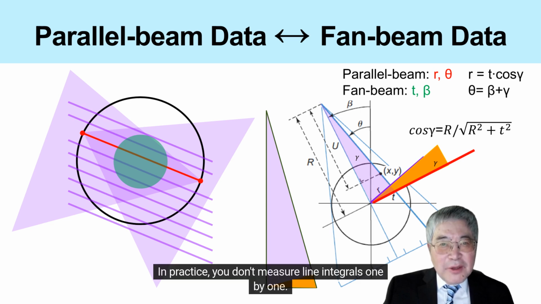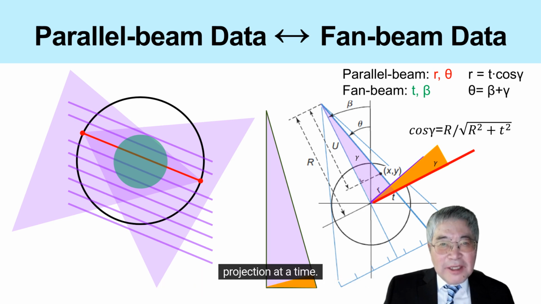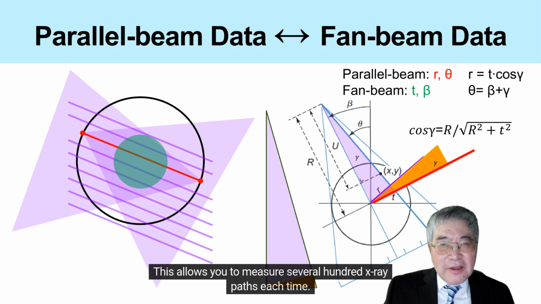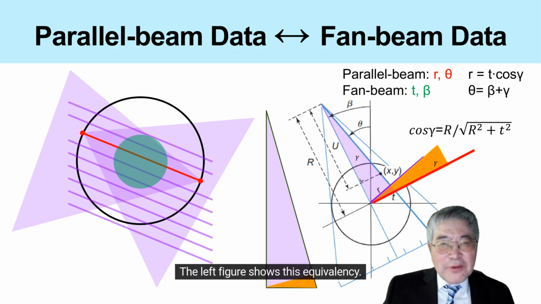In practice, you don't measure line integrals one by one. To be efficient, we often use a point X-ray source and an array of detector elements to measure a fan beam projection at a time. This allows you to measure several hundred X-ray paths each time. In terms of information content, fan beam geometry and parallel beam geometry are equivalent. The left figure shows this equivalency.